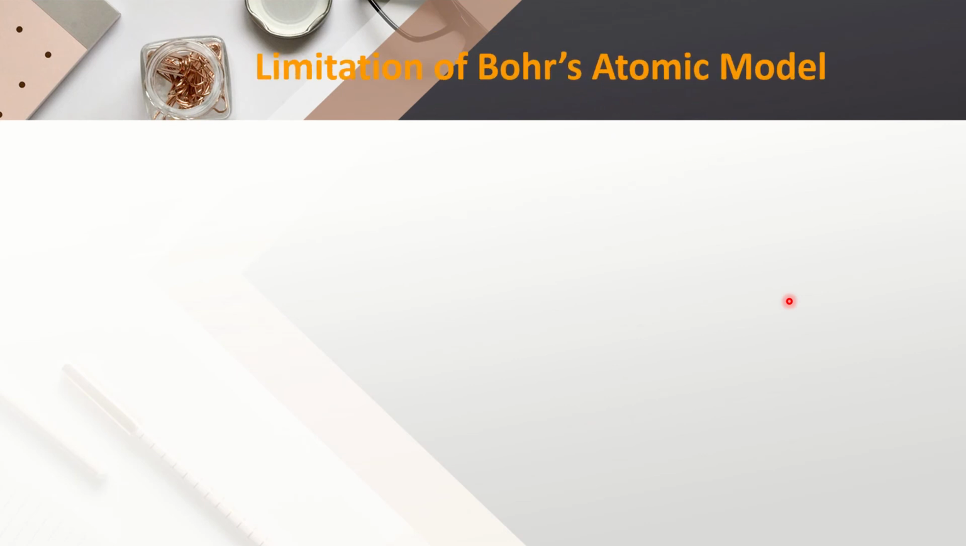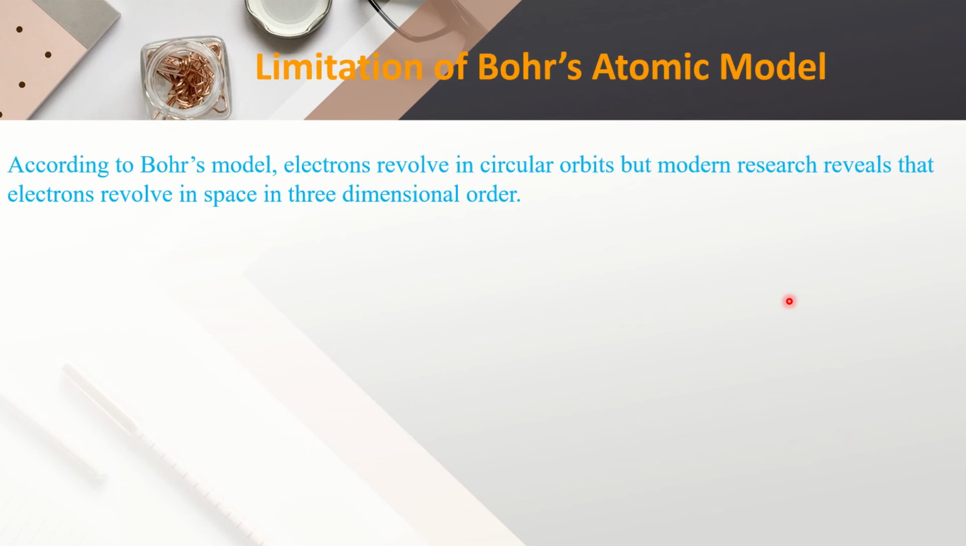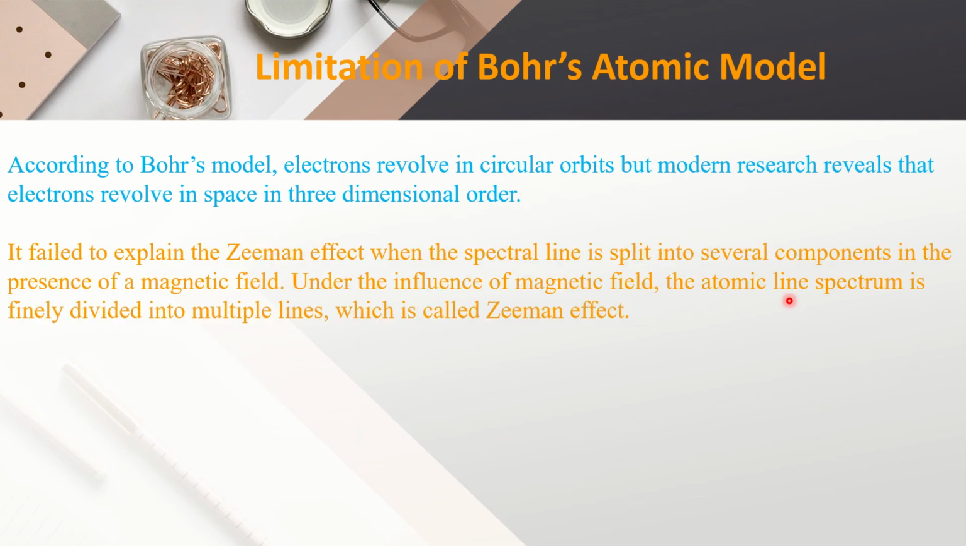It has also some more limitations. These are: according to Bohr's model, electrons revolve in circular orbits, but modern research reveals that electrons revolve in space in three-dimensional order. It failed to explain the Zeeman effect, when the spectral line is split into several components in the presence of a magnetic field.